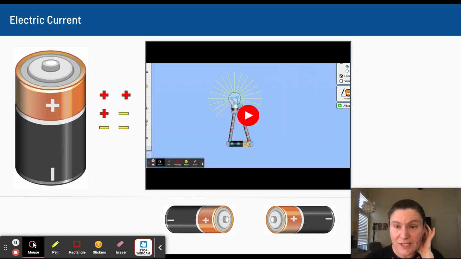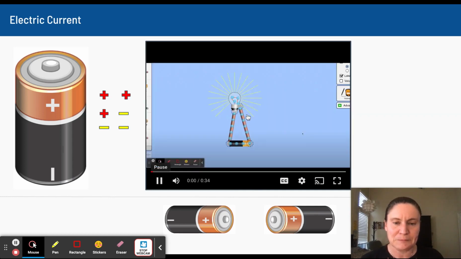So now let's look at this concept of electric current. This is connecting a lot of pieces. We have our battery, right? It has a positive and a negative end. We've got positives, sames are going to repel. Negative and positive are opposites, so they are going to attract. We've got negatives that are the same, so they are going to repel each other. So as we watch this video, I want you to think about which direction the positive and negative battery ends are going to send the charges. So let's watch this for just a second.